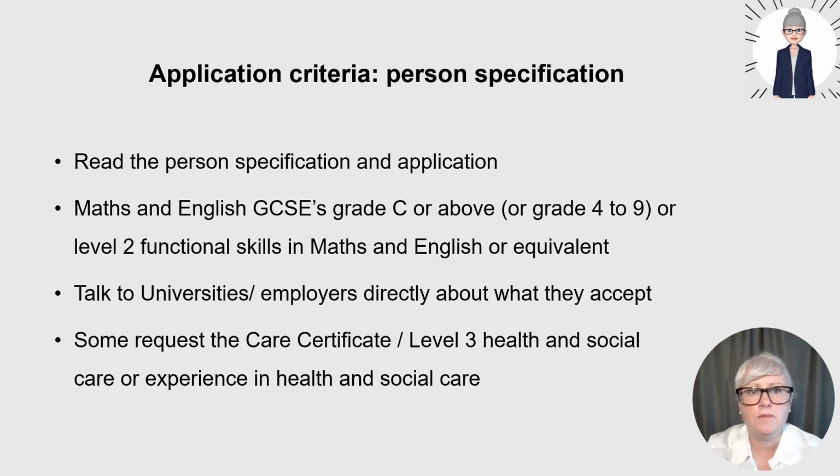When applying for any apprenticeship, it's important to read the person specification and application criteria to know what experience, qualifications and certificates you need to apply for this nursing associate apprenticeship. You usually must have maths and English GCSEs, grade C or above, or equivalent, or level 2 functional skills in maths and English, or an international equivalent. That's the minimum. You can talk to universities directly about the international equivalent they accept, and also if you are a mature person, you may have different types of qualifications, so do liaise with universities about that.